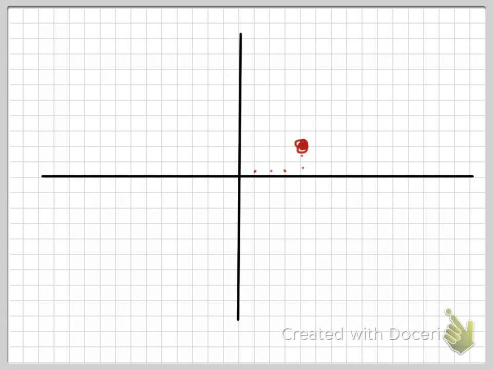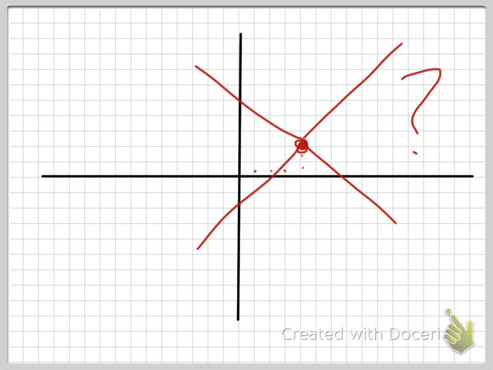So if we know where the vertex is, all we have to do is plot that. So we can go ahead and start by plotting the vertex at (4, 2), just like that. Now the question is, is it going to be a V up or a V down, and how wide is it? Well, that kind of depends.